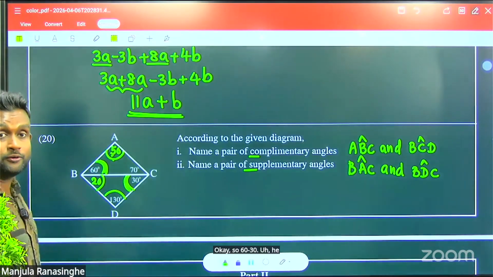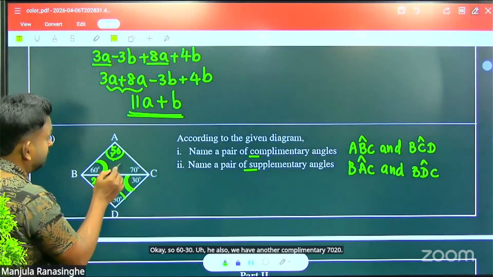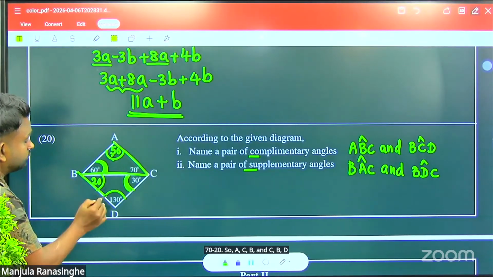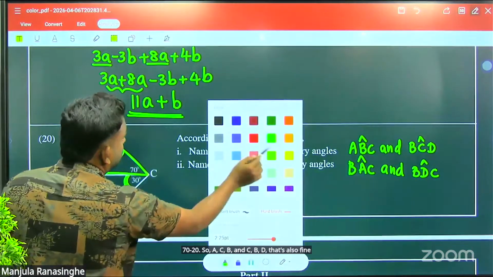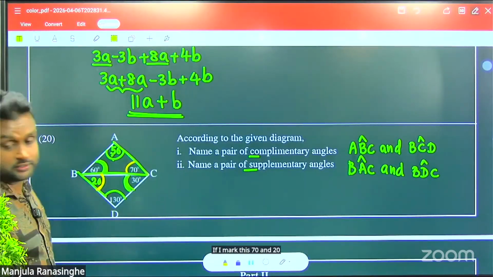Okay, so 60 and 30. Here also we have another complementary pair, 70 and 20. So ACB and CBD. That's also fine. This pair. If I mark this, 70 and 20 add up to 90.